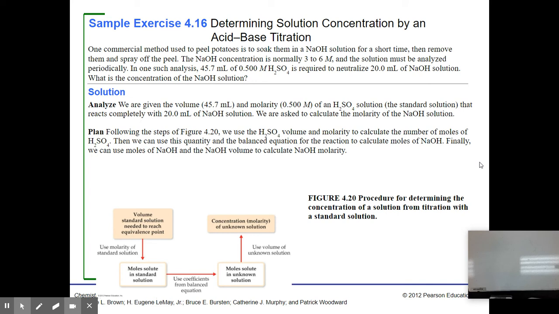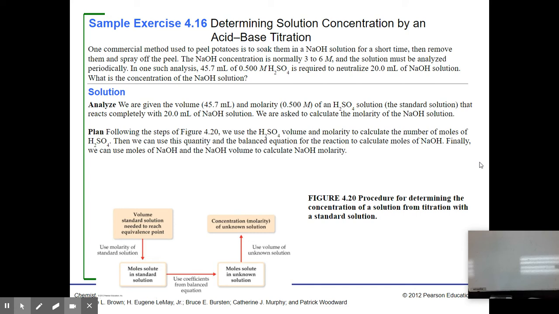One commercial method used to peel potatoes is to soak them in sodium hydroxide solution for a short time, then remove them and spray off the peel. The sodium hydroxide concentration is normally 3 to 6 molar. And the solution must be analyzed periodically, because if it is too weak, it's not going to peel the potatoes. If it's too strong, that can have some serious consequences for the potatoes and possibly the consumers of those potatoes. In one such analysis, 45.7 milliliters of 0.5 molar H2SO4 is required to neutralize 20 milliliters of sodium hydroxide.